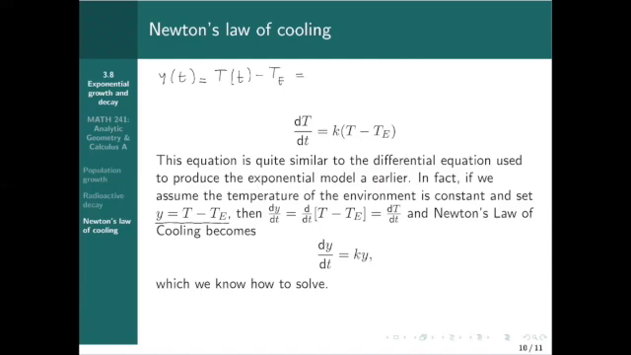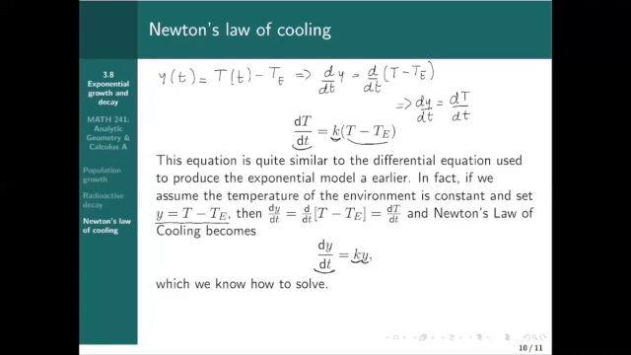So we can differentiate both sides of this equation with respect to t, and we're going to have d/dt of y is equal to d/dt of T minus TE. So this implies that on the left-hand side, we have dy/dt. On the right-hand side, we are going to have dT/dt minus 0. So we can replace dT/dt in this expression by dy/dt. K is going to remain the same. And T minus TE, we just called y of t, so it's going to be replaced by y.